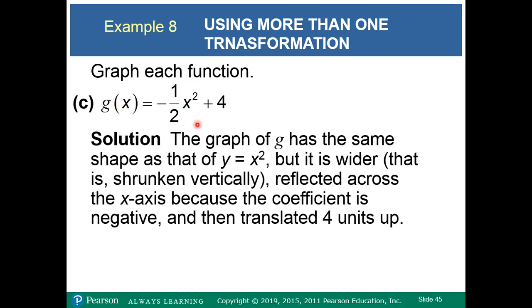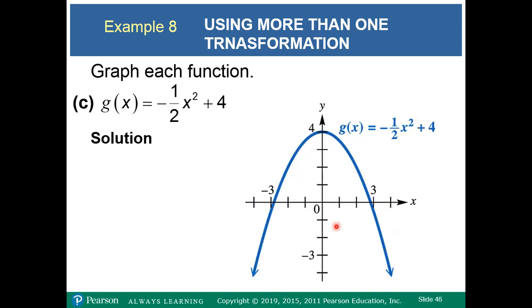So g of x is going to have the same basic shape as x squared, but it's going to be wider because it's being shrunken vertically, and it's going to be reflected about the x-axis because the coefficient is negative, and then it's going to be translated up 4 units.